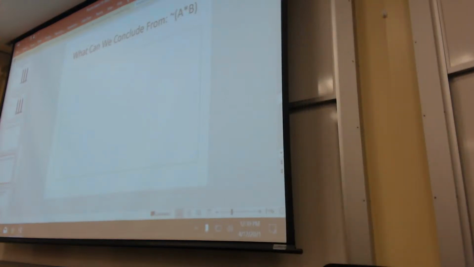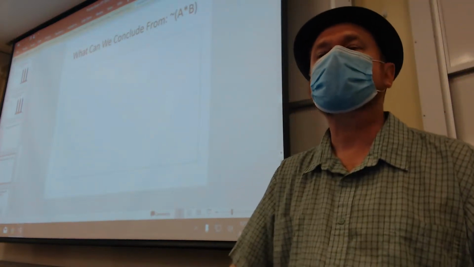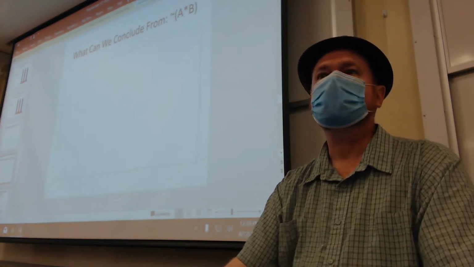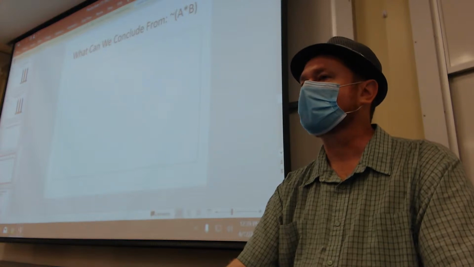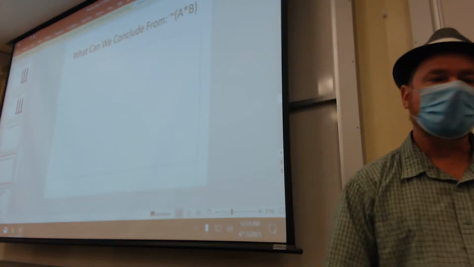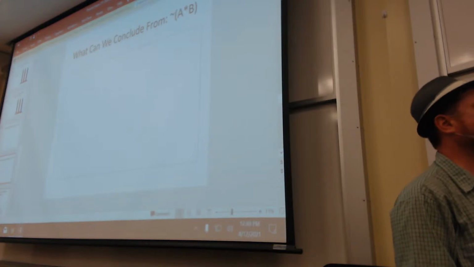How about from negated A and B? What, if anything, can you conclude from negated A and B? Right, you can't get anything from this, unless you have an additional premise. So from negated A and B, and A, you can get not B, but from the negated and alone, you can get nothing.